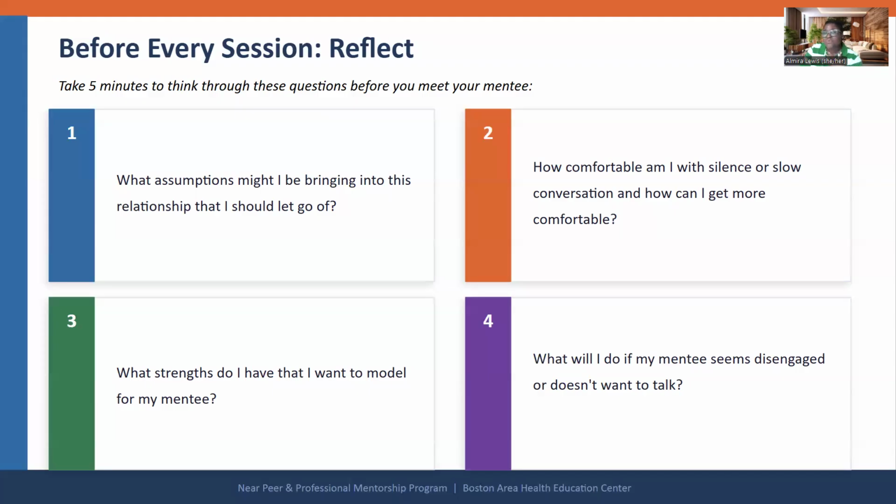Three, what strengths do I have that I would love to model for my mentees, right? Am I a principled person? Am I empathetic? Am I good at researching things? What skills do you want to model for your group of young people? And four, what will I do if my mentee seems disengaged or doesn't want to talk? How can I use restorative accountability? How can I call out their strengths while helping them find their own solutions to being disengaged or not wanting to talk?